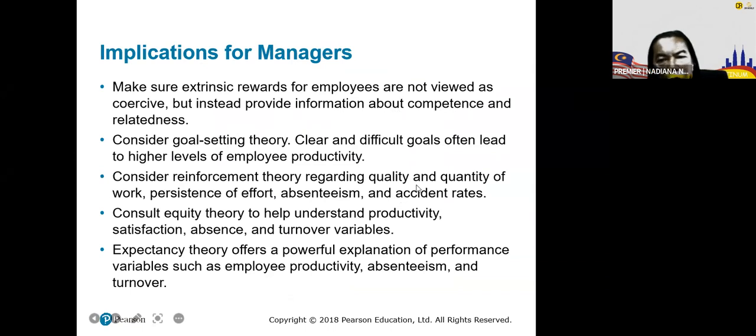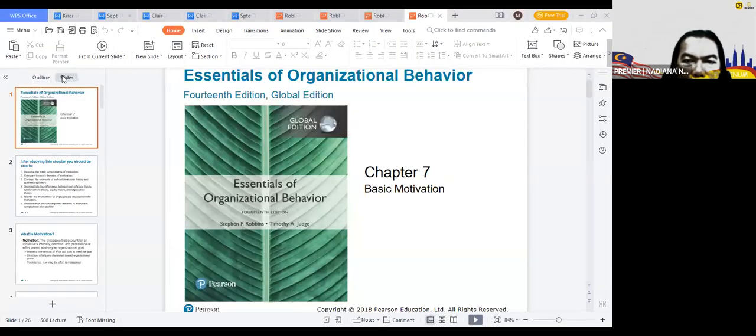Consider reinforcement theory regarding quality and quantity of work, persistence of effort, absenteeism, and accident rate. And consult equity theory to help understand productivity, satisfaction, absence, and turnover variables. Expectancy theory offers a powerful explanation of performance variables such as employee productivity, absenteeism, and turnover. These are the very important OB, organizational behaviors: employee productivity, how much they produce between input and output; absenteeism, they don't come to the workstation; and turnover, that means they quit the organization. Okay, that is chapter 7.